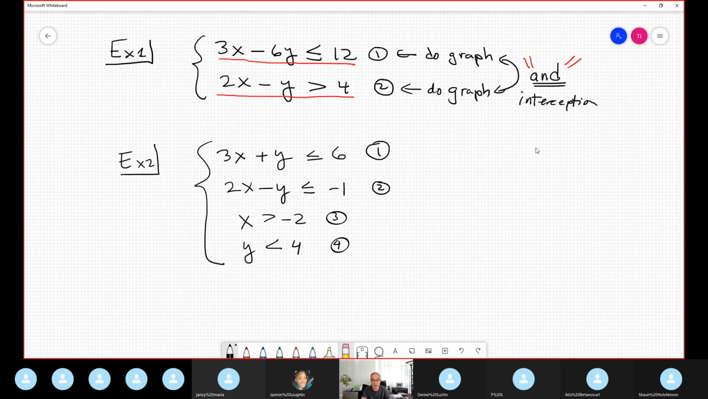You need to find the intersections. Each inequality represents in the two-dimensional plane one region. So what is the solution? The solution is the intersection. It's the common part that these inequalities share. So this looks complicated. However, in Desmos it's no big deal. Let me try.